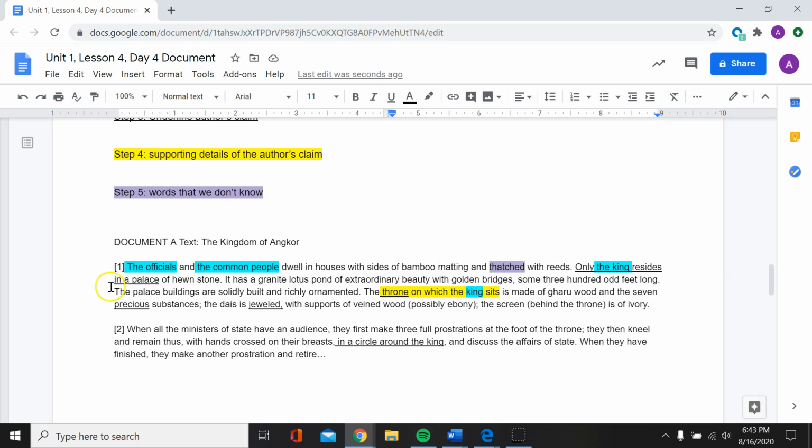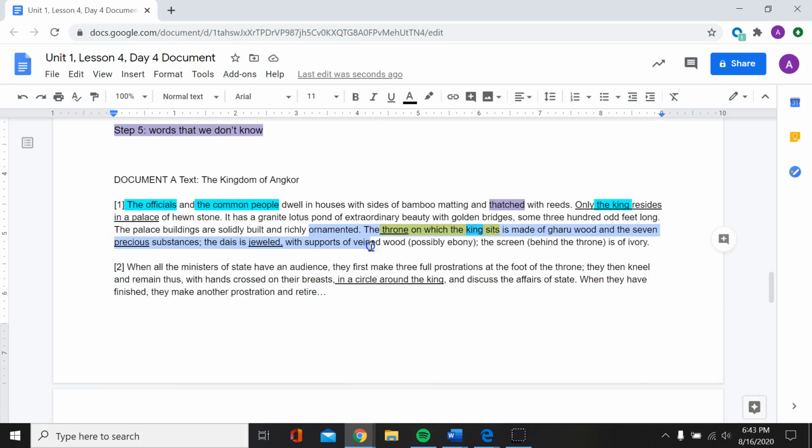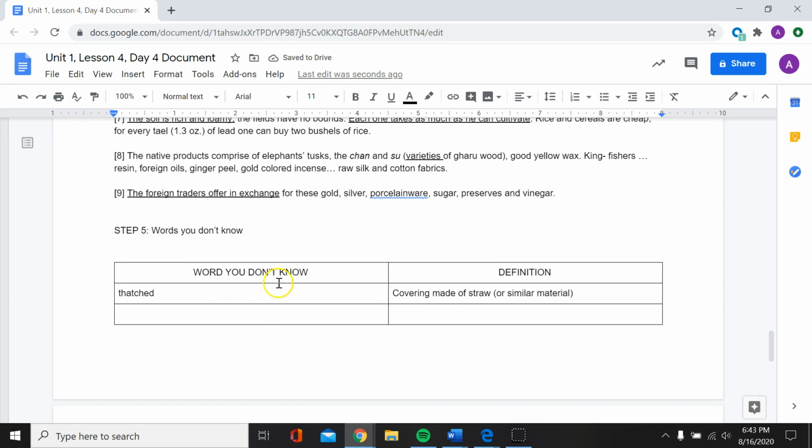Thatched I highlighted for us. Let's see. Granite lotus, extraordinary beauty. We all know what that means. Palace building, solidly built. Ooh, look at this one, ornamented. If you do not know what ornamented means, I do not blame you. It's one of those words, if we just think about it in the context that we already know, we can figure out pretty quickly what it means.